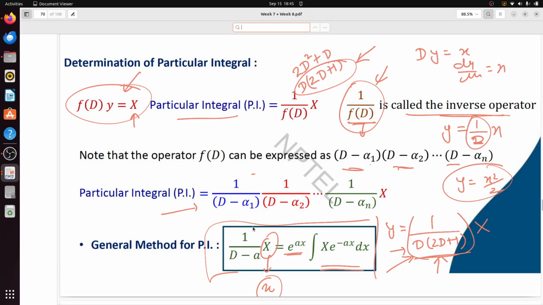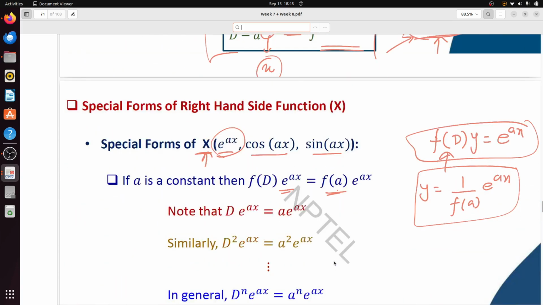Next is formation of particular integral. Determination of particular integral: particular integral PI, this f(D) is actually the linear differential operator. Now 1 by f(D) is called the inverse operator. Note that your f(D) can be expressed like that. This is the general method for solving a PI. For example, if you have 1 by (D minus a) operated on x, the particular solution will be e to the power ax times integration of x e to the power minus ax dx. I think that Sarah has already discussed these things.